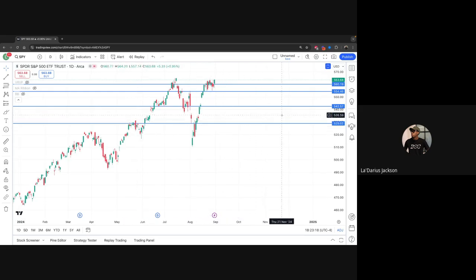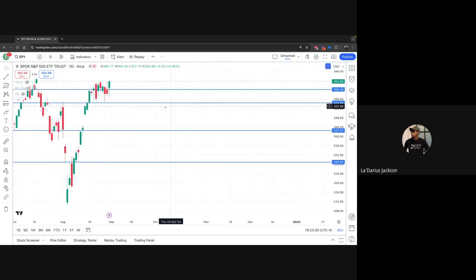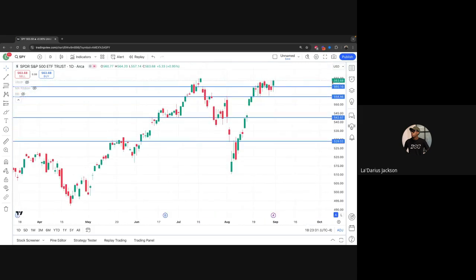And that's for support or resistance. Now, what's the difference between support and resistance? Support is going to be below the current stock price. The current stock price right now is 563.68, right? So at 563, this blue line right here at 560 would be considered support because it is underneath the current stock price.